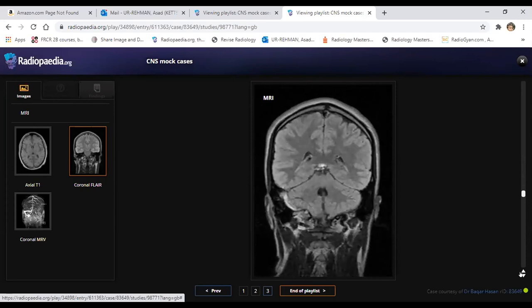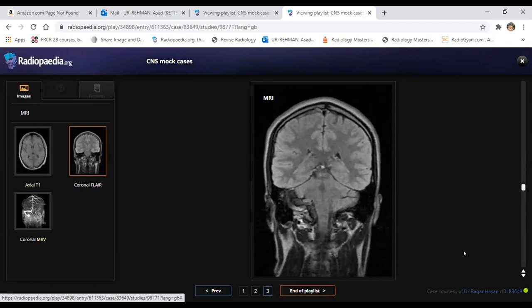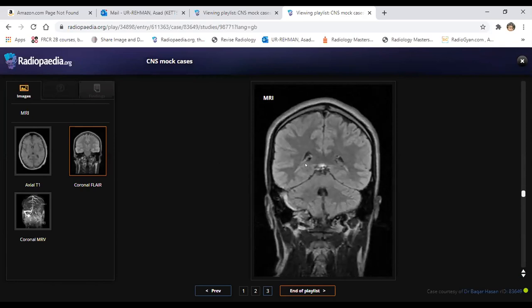I can see some hyperintensity there at the region of the internal cerebral vein, and also hyperintensity at the region of... I can't remember the exact location name. Sorry. It's suggestive of ischemia or infarct. So in my normal practice, I look at the MRV images to confirm my diagnosis.